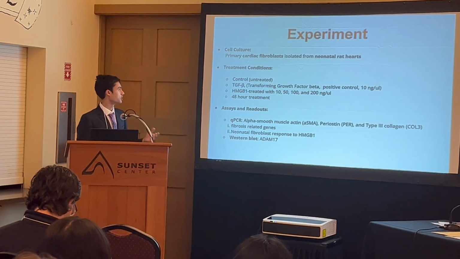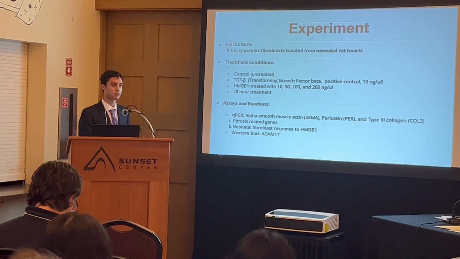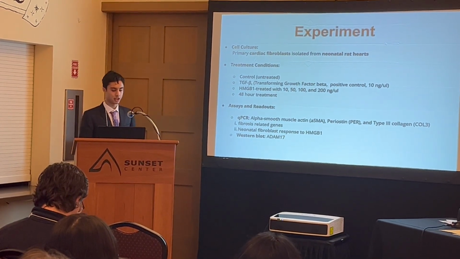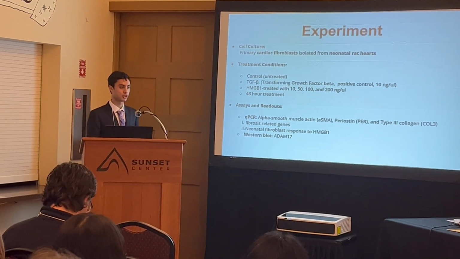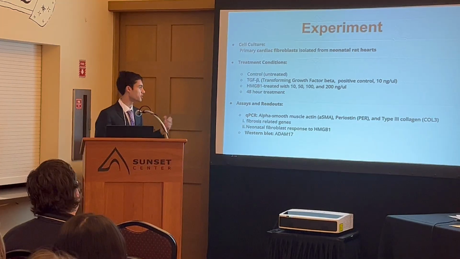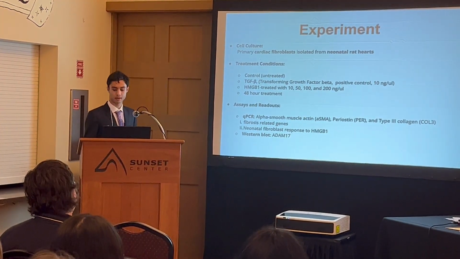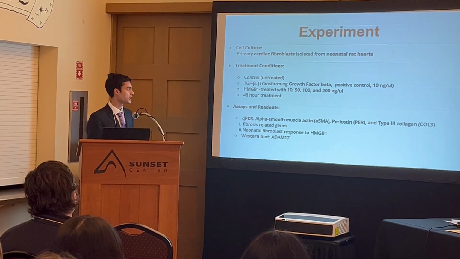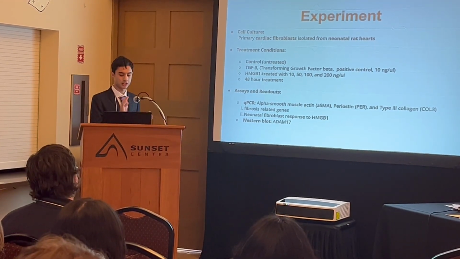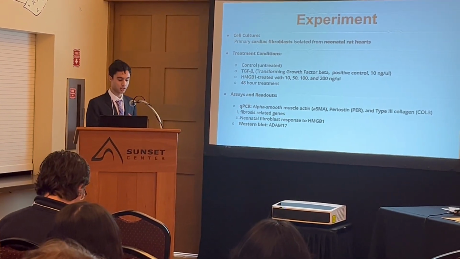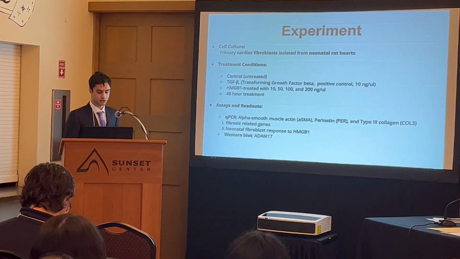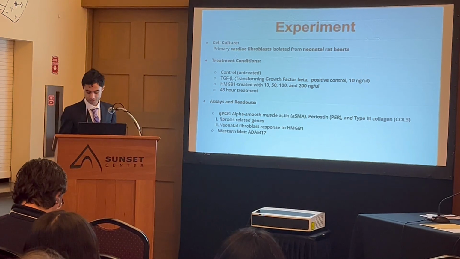So we decided to do an experiment where we cultured primary cardiac fibroblasts that were isolated from neonatal rat hearts. For the treatments, the first was a control, which was left untreated, and then we included a positive control of TGF-beta administered at 10 nanograms per microliter. Then we treated with HMGB1 at concentrations of 10, 50, 100, and 200 nanograms per microliter. Treatments were imposed for 48 hours in total, and the assays used included qPCR and Western blot.